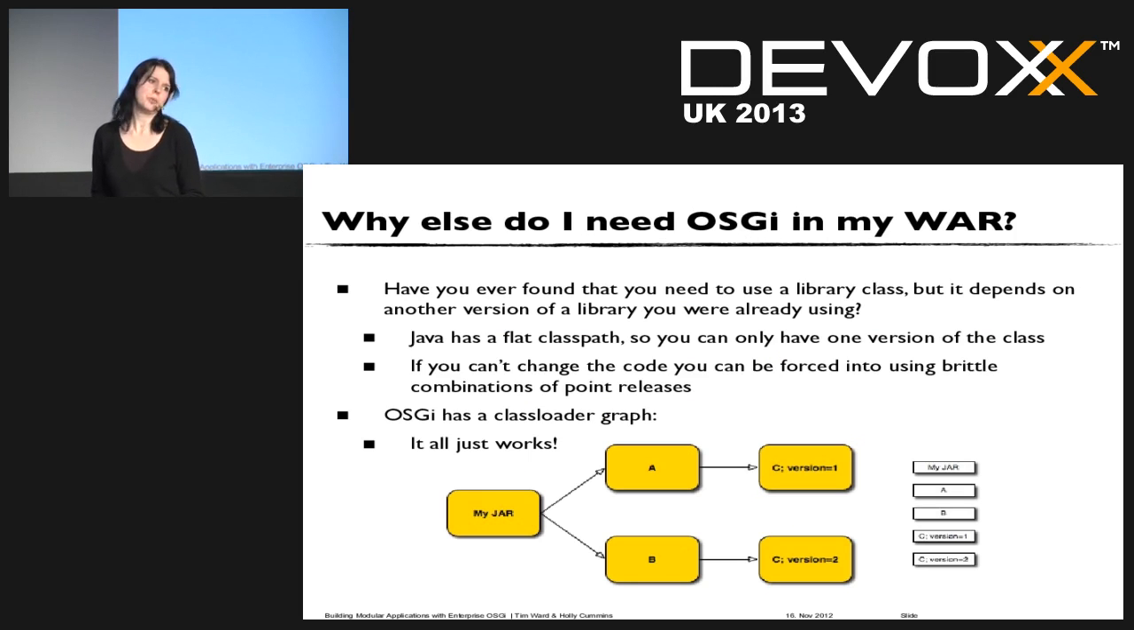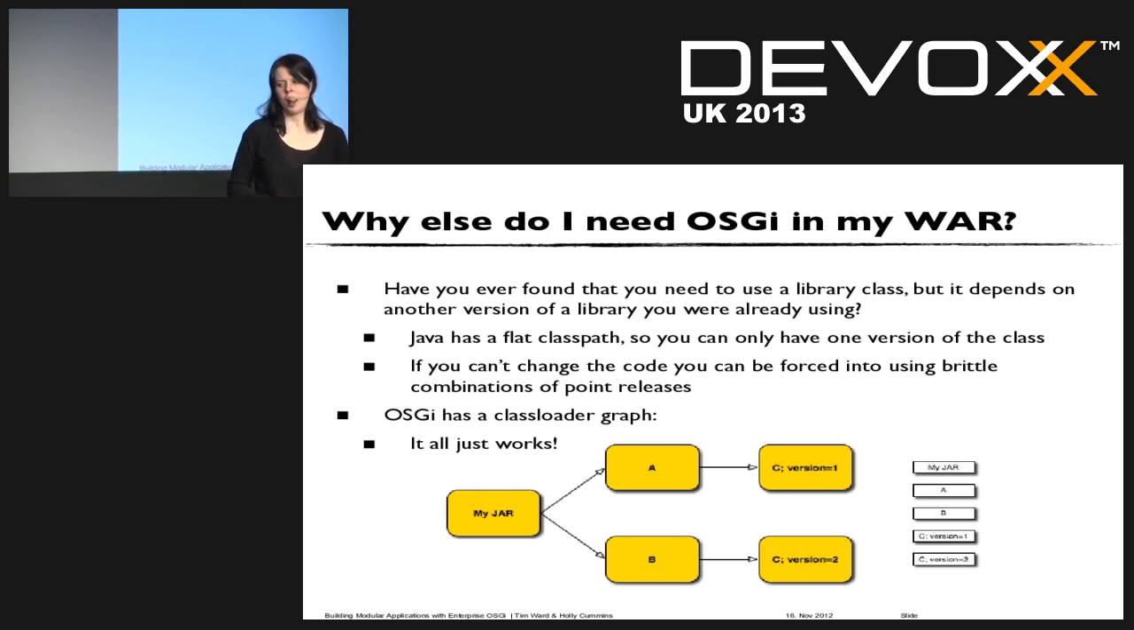So, why else would you want OSGi? We have a problem again with versions in Java, and this problem gets worse once we start running in a container. So you've got a library, and you depend on your version of the library, and that's fine. And it depends on library C at version 1, which is fine until you add library B, which also depends on library C at version 2. The class path can only have one of these loaded. You can put as many as you like on your class path in the string, but Java will always use the first ones it comes to.